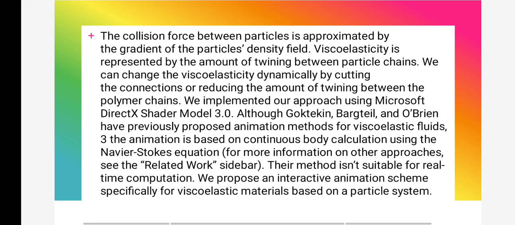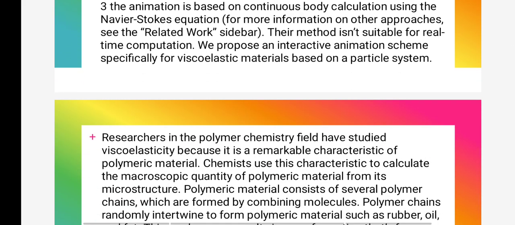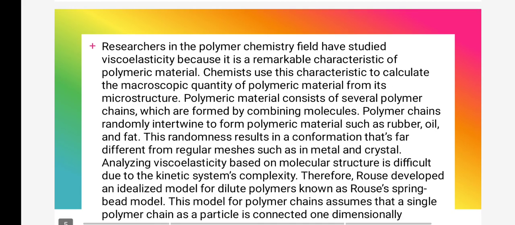We implemented our approach using Microsoft Model 3.0, although Barbic or O'Brien have previously proposed animation methods for viscoelastic fluids. The animation is based on a continuous body calculation using the Navier-Stokes equation. For more information on other approaches, see the related work. Their methods are not suitable for real-time calculation. We propose an interactive animation scheme specifically for viscoelastic materials based on a particle system.